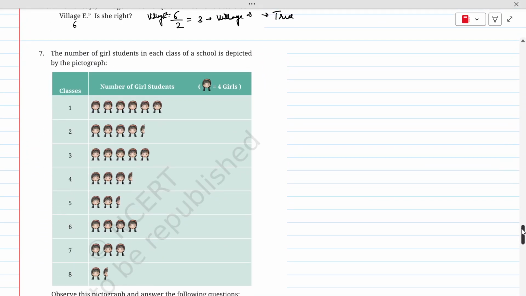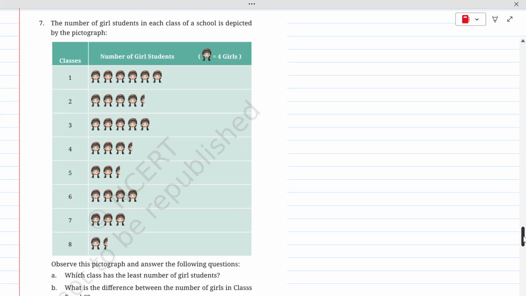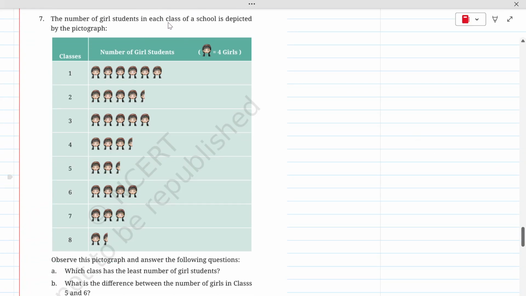Next, we have this pictograph. Let's pick this. The number of girl students in each class of a school is depicted by a pictograph. So the classes are given here from class 1st to class 8. There are these many girls. And here the scale is different. That means one picture of a girl corresponds to 4 girls in the class. So let's first calculate the number of girls in every class using this scale and this picture.